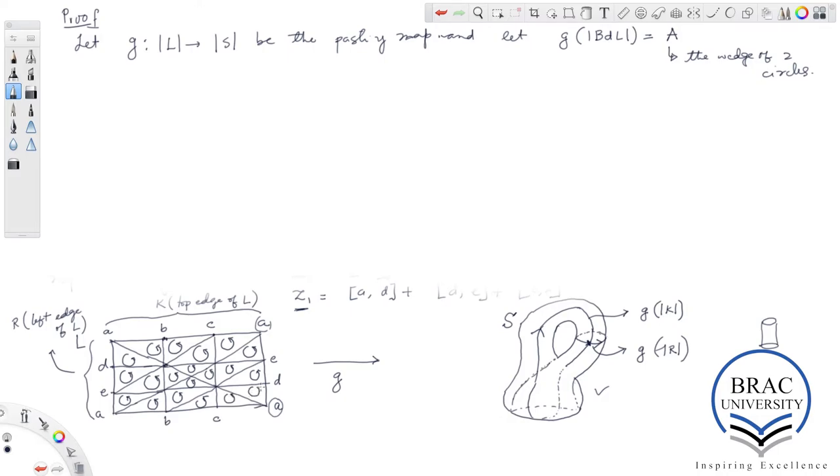So we orient all the two simplices of the label rectangle L counterclockwise. Okay, so let me write it here. Orient the two simplices of L counterclockwise. Let gamma be equal to the sum of all these oriented two simplices.